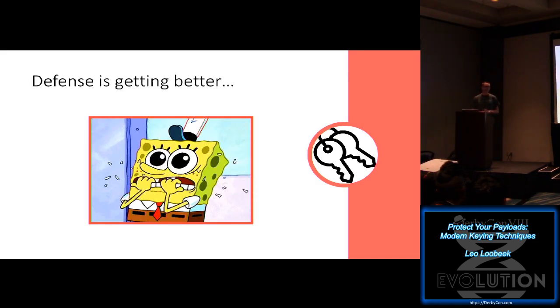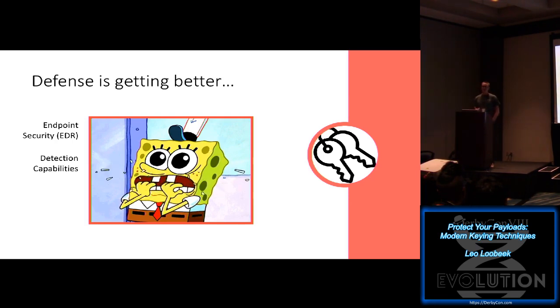So I think we can all agree that defense is really getting better. For me, I think it really starts with those endpoint security products, those EDR solutions like your CrowdStrikes, your Carbon Blacks, really adding a lot of visibility to defenders, being able to pick off things that were working really well even a year ago. And that even rolls into detection capabilities as a whole. A year ago, I felt very comfortable getting a payload in an environment and being able to laterally move around, but we're really getting detected more and more. So it's something that we have to start considering and thinking about.